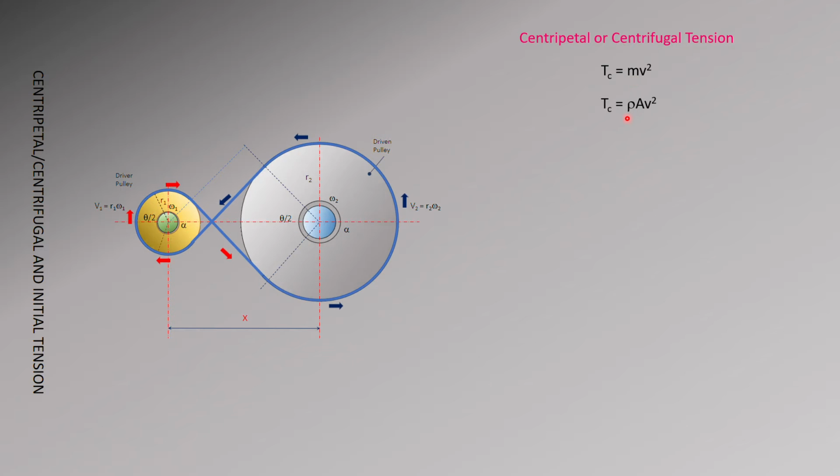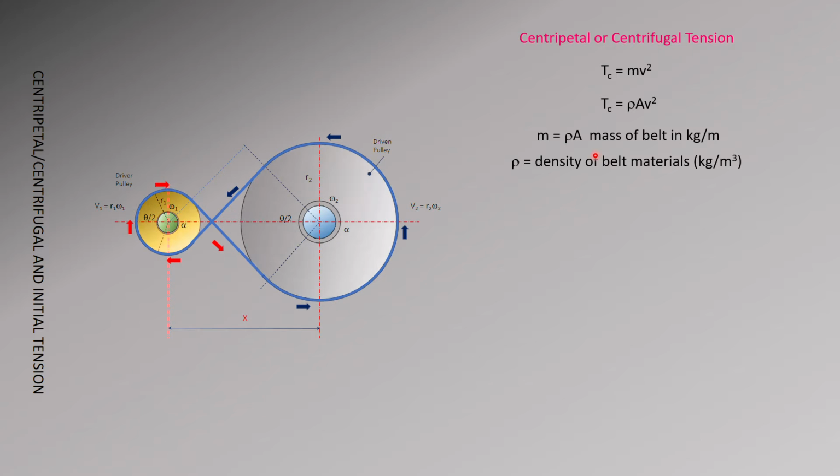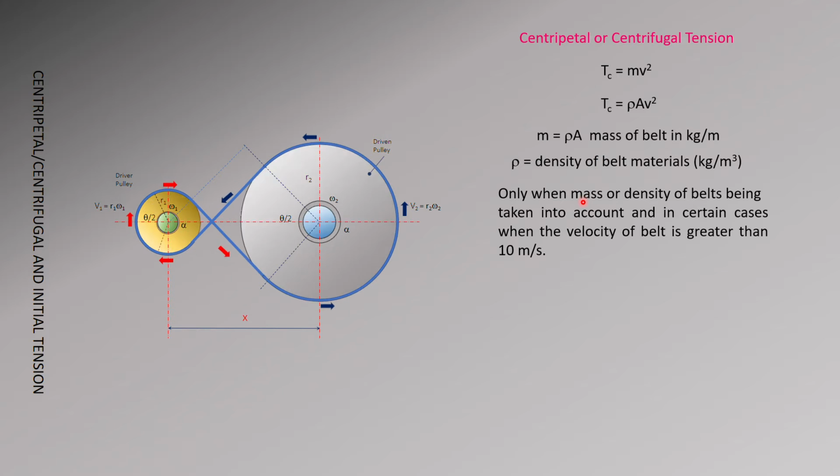Or you can take it as the density of the belt material multiplied by the cross-sectional area of the belt, then multiplied by the velocity to the power of 2. So this is the mass of belt in kg per meter, where rho is the density of the belt material. Only when the mass or density of the belt is taken into account, and in certain cases when the velocity of the belt is greater than 10 meters per second, then you will take TC into account.